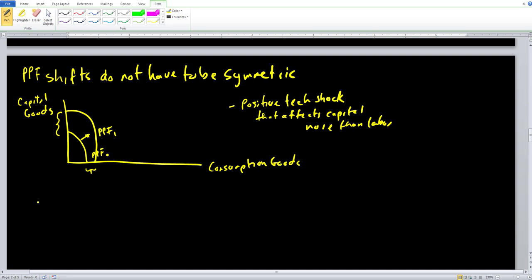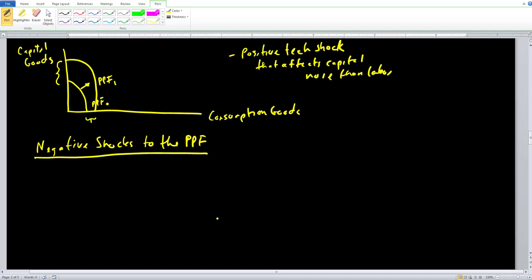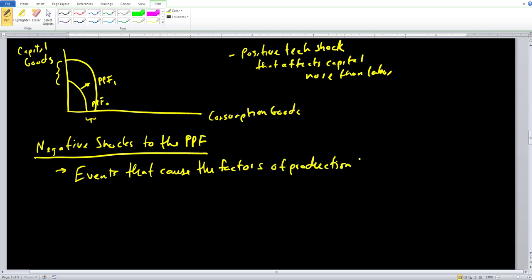Finally, let's take a look at a negative shock. Negative shocks to the PPF. We don't always have a positive shock to the PPF, which indicates economic growth. We can have some type of negative shock that pushes our PPF inwards, telling us that no longer are we able to produce the maximum amount of goods and services that we did before. The key word that we want to focus in on with these negative shocks is that these are events that cause the factors of production, our resources, to be permanently lost.